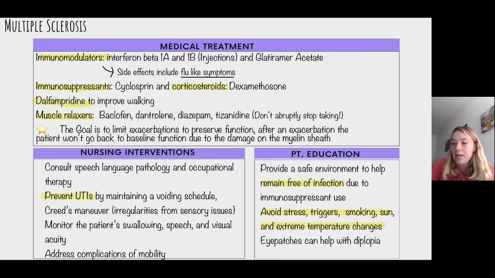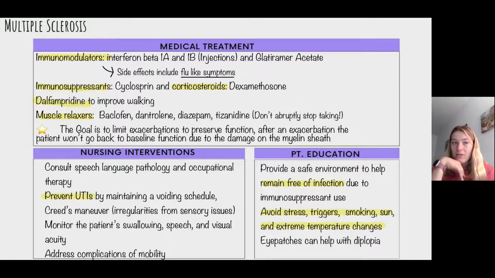So what are we going to give these patients? Well, this is an immune response. So we're going to probably put them on immunosuppressants, corticosteroids, dexamethasone specifically. Immunomodulators, these also help. Just keep in mind that when we're giving our patient their immunomodulators, they might have flu-like signs and symptoms. So they might have that runny nose, etc.